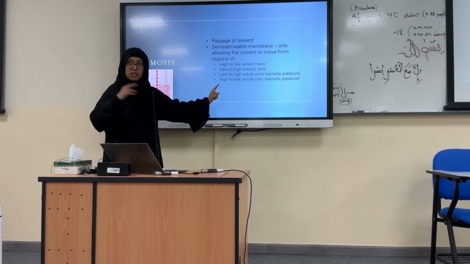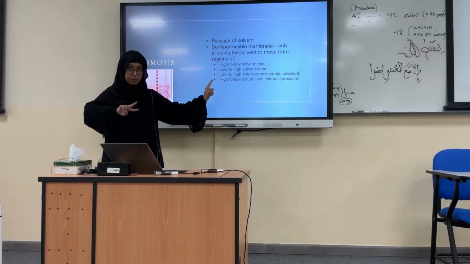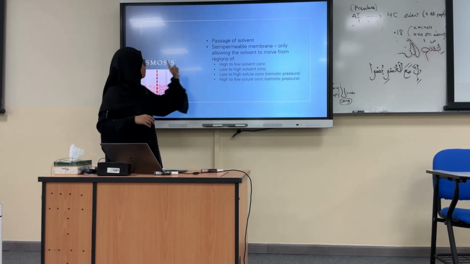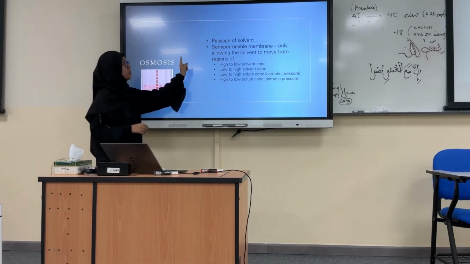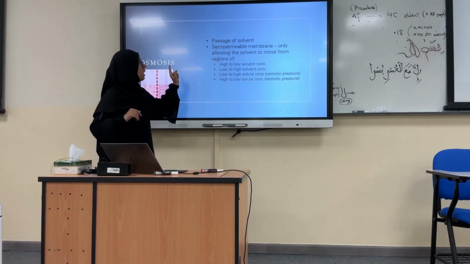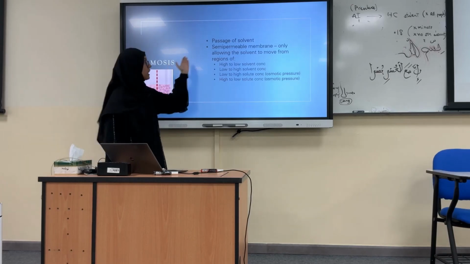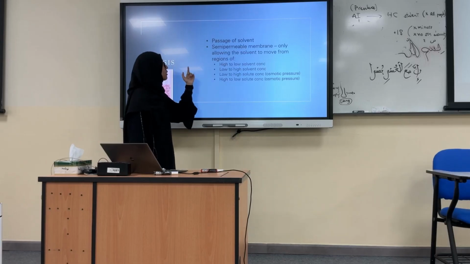But in our cells, we have dialysis. We have a dialyzing membrane, so it allows both to pass. But in osmosis in general, it allows only solvents to move. I'll make this clearer with the next example. The membrane you use is called a semi-permeable membrane, which allows only solvent to pass.